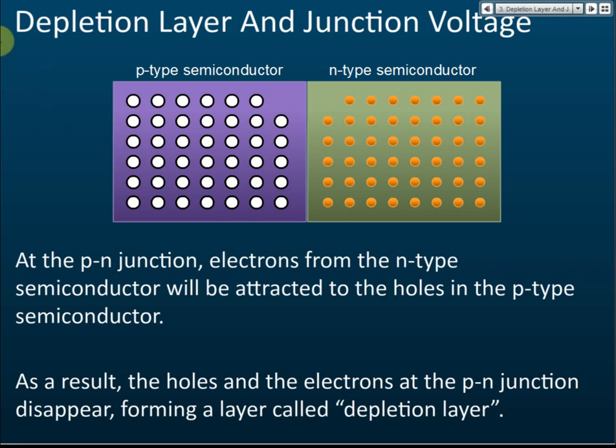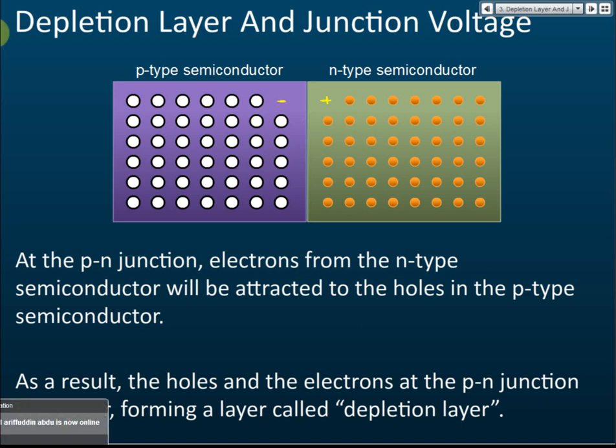How about the charge? What will happen to the charge? Initially it's neutral, but if the electrons move away, then this place will become positively charged, because it lost the electron. And for this place, initially it's neutral. Now it receives one electron, and therefore the charge will become negative.